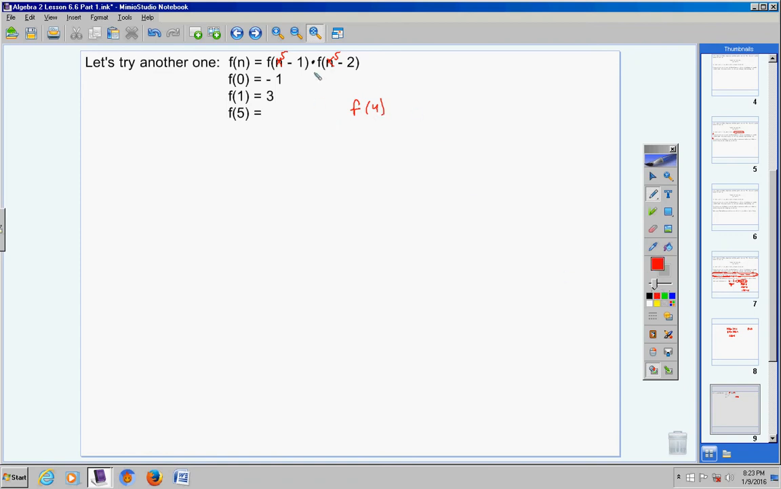So I'm putting a 5 here. 5 minus 1 is 4. And then times. And then a 5 here. 5 minus 2 is 3. So in order to evaluate f of 5, I have to know what f of 4 is and f of 3. Do you see what I'm saying?